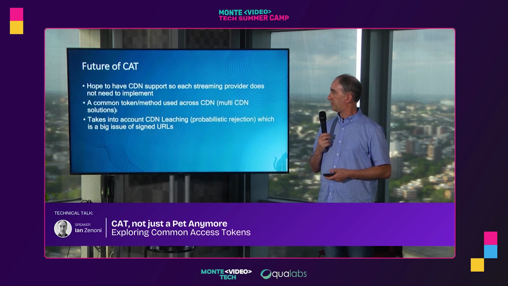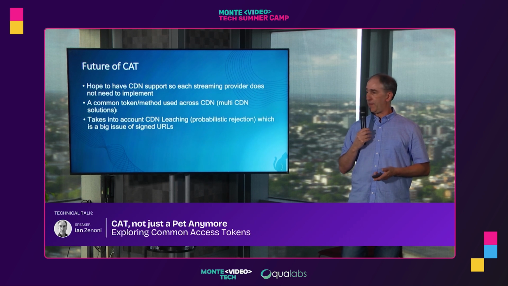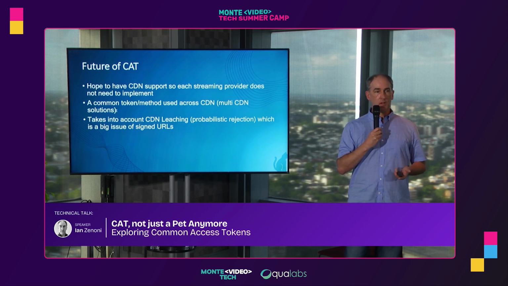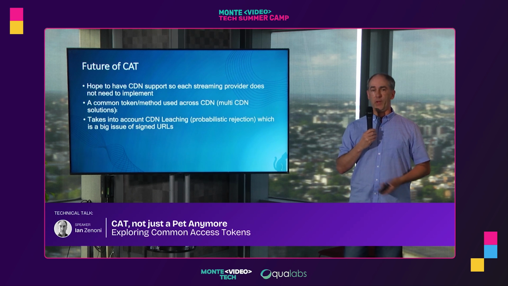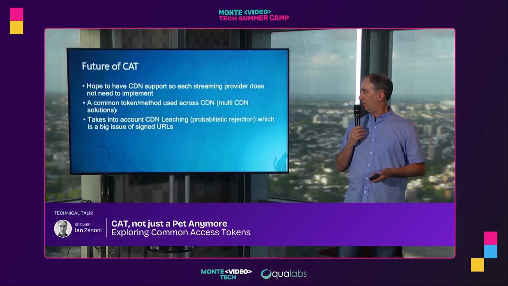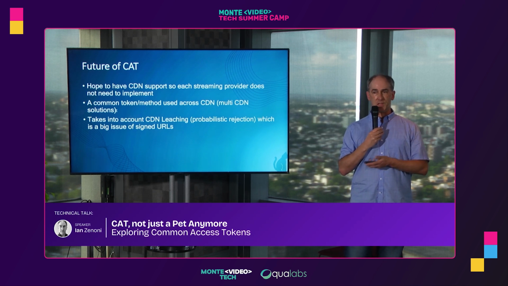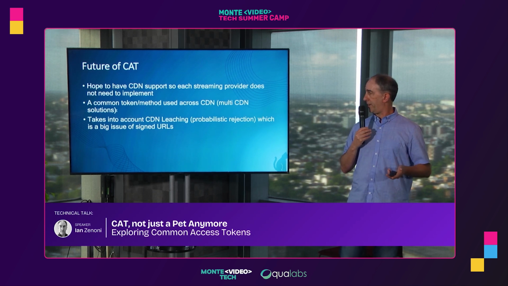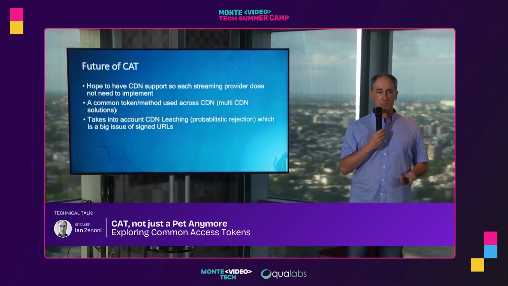Let's see, the future of CAT. Hopefully CDNs will start to support this themselves. I haven't seen anything yet, but the idea would be that at the CDN level, they would support CAT tokens. This way people don't have to implement the CAT spec themselves, because really it's a CDN thing to do. If everyone's using the CAT standard, especially with a multi-CDN player, the same token would work on both of them, which would be really nice to have.